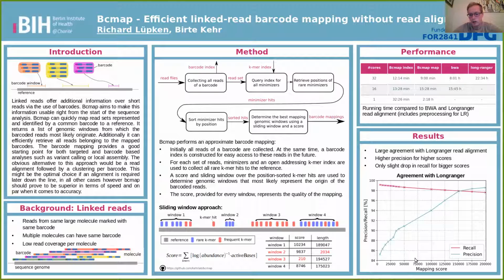And we did this for different scores. And for a higher score threshold, we only allow, of course, reads that are more likely to be correct. And we can see that in the data, we have a lower recall when compared to Long Ranger, but this is only a slight drop. And we have a much steeper incline in precision. So what we intended with the score actually came through, and a higher score resembles a higher likelihood of a barcode mapping to be trustworthy.